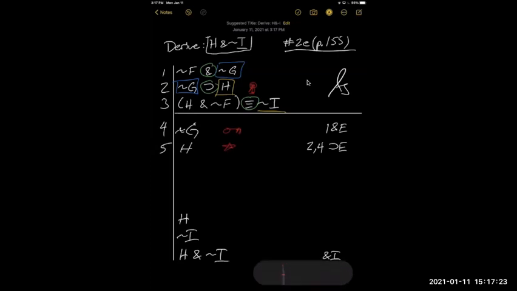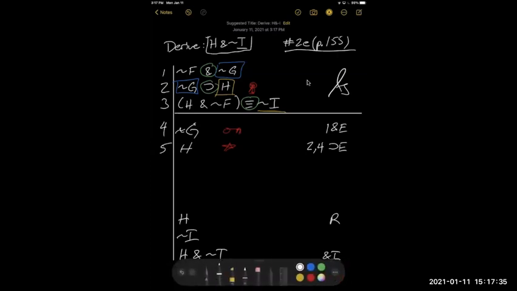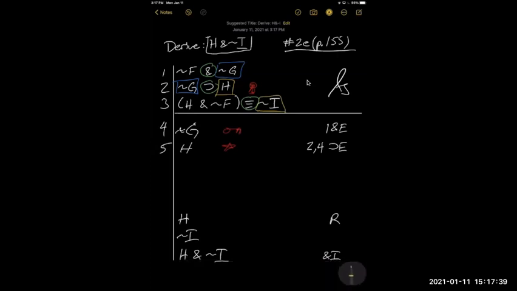Now, eventually, to make this proof, we're going to have to reiterate H down here since we still have to get the tilde I. Okay, how do we get a tilde I? Well, I do see tilde I over here, right? And it's part of a biconditional. The nice thing about biconditionals is if you get one side, you can get the other side. So essentially, if I can somehow get an H and not F, I can basically get that tilde I.